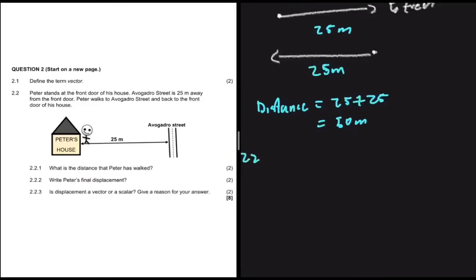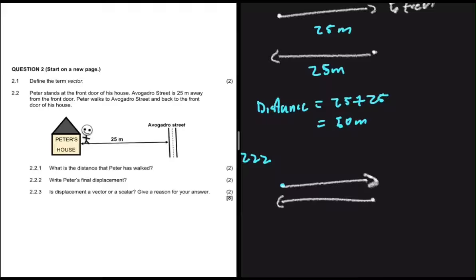That is 2.2.2. The question is saying, let's write Peter's final displacement. So let's just remind ourselves what displacement is. The displacement is the change in an object's position. It is not the total distance traveled or the length of the path taken. No, it is the change in the object's position. So Peter starts at his house, obviously, and then he goes to the street. From the street, he walks back to the house.